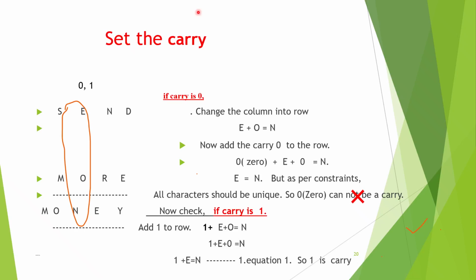Now check with carry 1. Now add 1 to the row. 1 plus E plus O equal to N. What's the value of O? 0, right? So 1 plus E equal to N. So equation 1, remember this equation. So carry 1, O becomes 0. See the difference: that is the letter O, this is the digit 0. So 0 can be removed. So the equation is 1 plus E equal to N, or N equal to 1 plus E. Whatever way, all are the same, right?